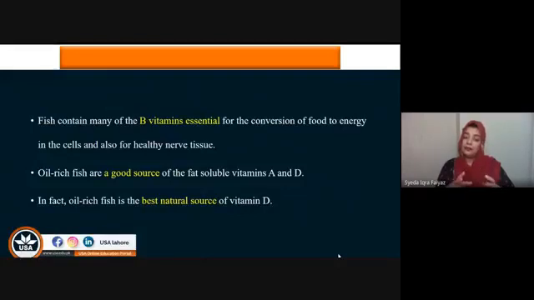And they also play an important role in healthy nerve tissue. Oil-rich fish are a good source of the fat-soluble vitamins A and D. We all know that vitamin A is very important for our eyesight, and vitamin D helps with the absorption of calcium, so it plays an integral role in the bone health of the body.